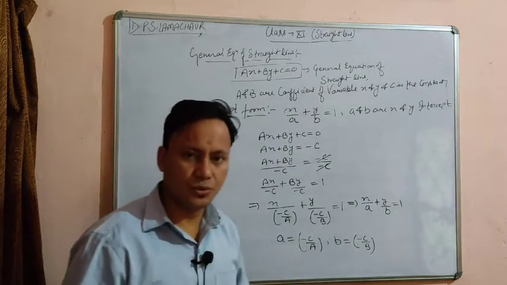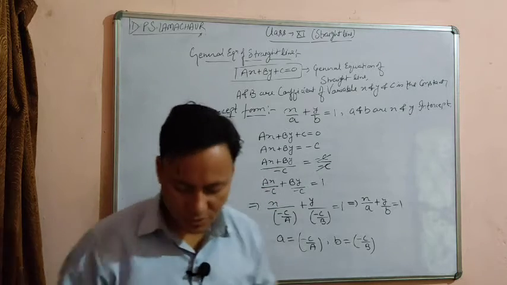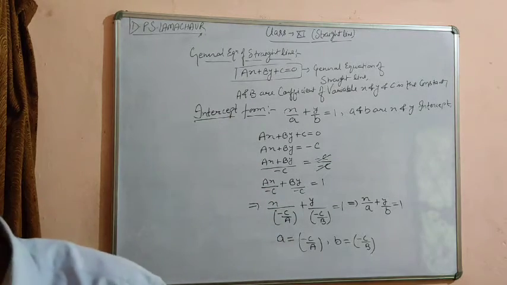How do we reduce the general equation in intercept form? So have a look, pause the video and take the screenshot.